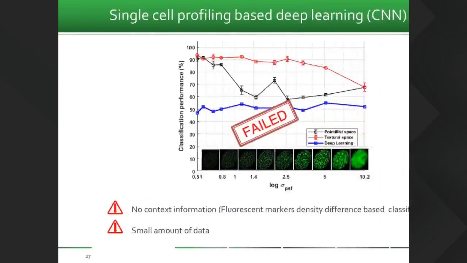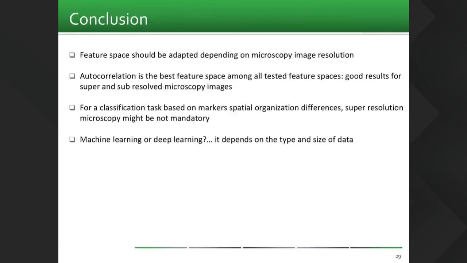Finally, we come to the conclusion after all these tests. In this study we selected the best feature space depending on the microscopy image resolution, and we found that the textural approach can be used whatever the resolution of the image, to classify or to detect differences based on density or distribution. And we found that the pointillist approach is only effective when we apply super-resolved microscopy.